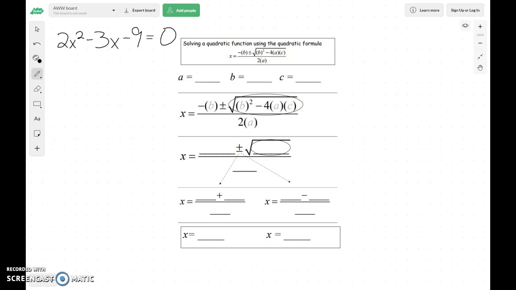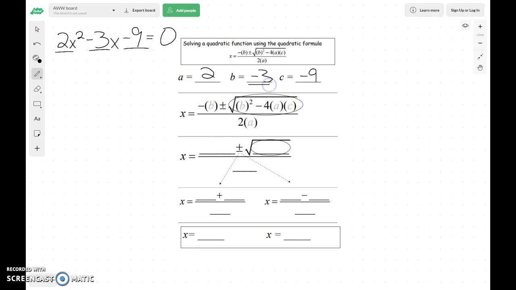Go ahead and pause the video and see if you can work this problem out on your own, and then we'll work it together to see what the answer is. All right, so in our problem, we've got the numbers 2, negative 3, and negative 9. So that's going to identify our A, B, and C. So A here is going to be 2, B is going to be negative 3, and C is going to be negative 9.